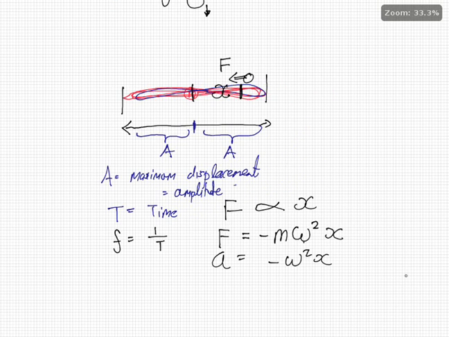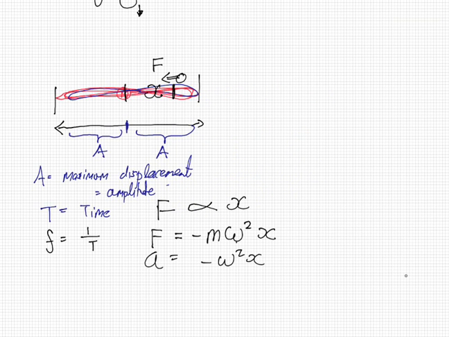But I haven't told you what the omega is, though you already know it from circular motion. What's the formula for omega? Omega equals, the one without the theta in it, 2 pi over T. That's how we can get the omega.